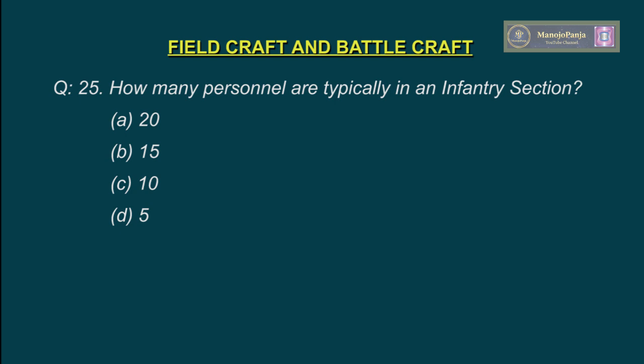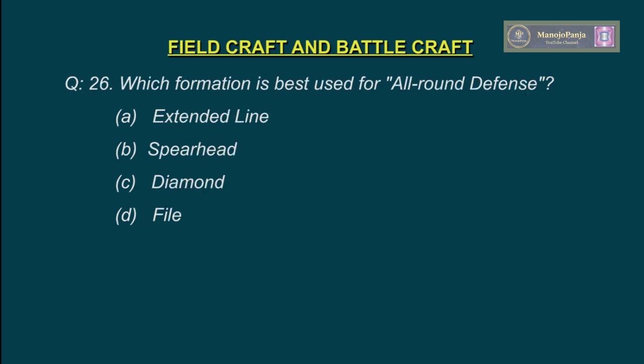Question 25. How many personnel are typically in an infantry section? A. 20. B. 15. C. 10. D. 5. Right answer C. 10.